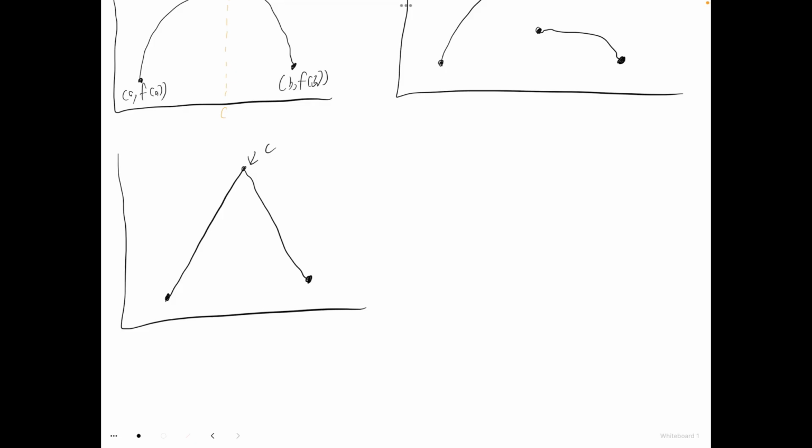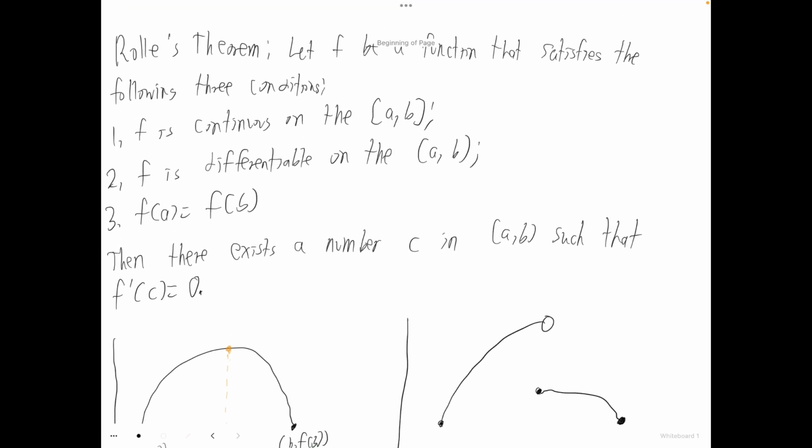And so basically the first 2 conditions are just saying that we've got some nice smooth graph between a and b, and the third condition is saying the y-coordinates line up. So then we have to have a place where the derivative is 0. So that's the idea behind Rolle's theorem. It's fairly intuitive once you think about it, and just that we were lying on the same horizontal line. And so if we started there and ended there, we had to have turned around at some point. And that turnaround point is our value c.